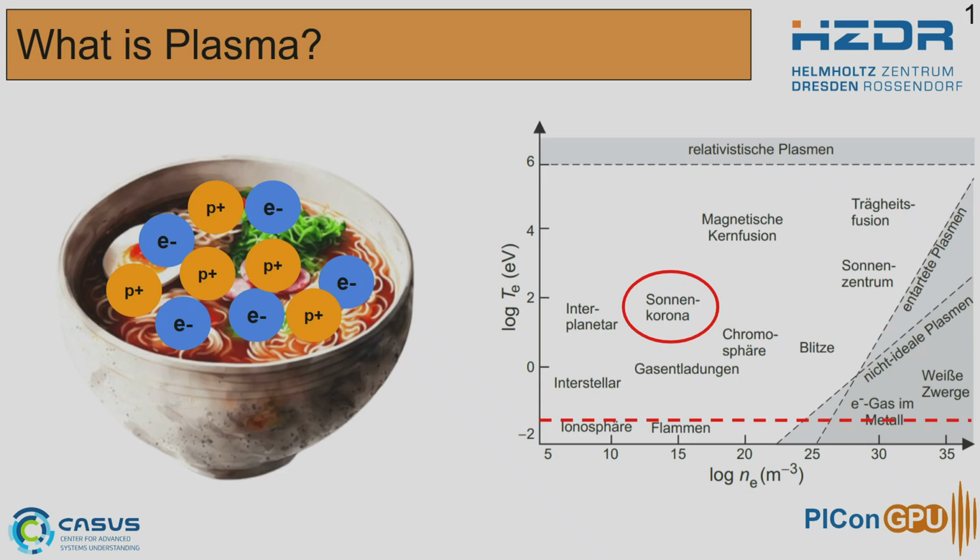To get a better feel of what plasmas are and what the orders of magnitude are in which they appear, I have this graph here. I hope it's fine that it's in German. On the x-axis you can see, in logarithm, the number density of the particles in the plasma, and on the y-axis the logarithm of the temperature. This red line is room temperature, and what this is supposed to showcase is that in many cases, especially in astrophysics, these plasmas take place at temperatures way above what we experience here on Earth.